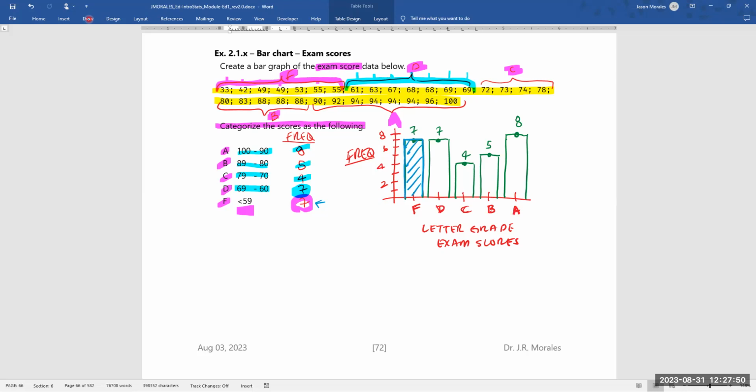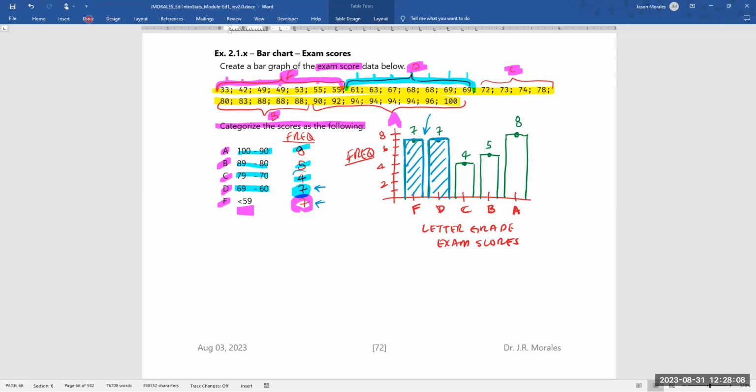For D, that was also 7. So it's going to be a bar centered over the label D, and it's going to have the same height as that of an F. And remember, bar charts, you typically draw them with gaps in between the bars.